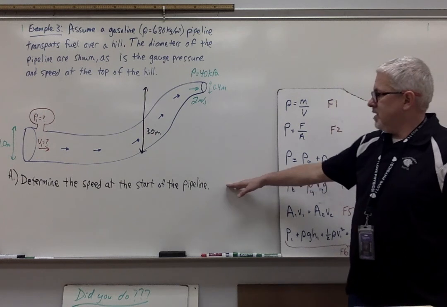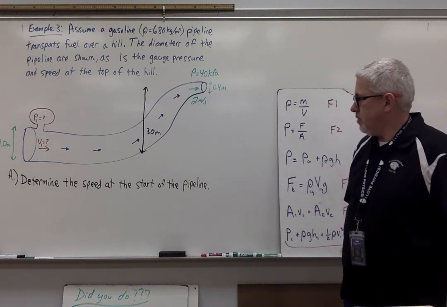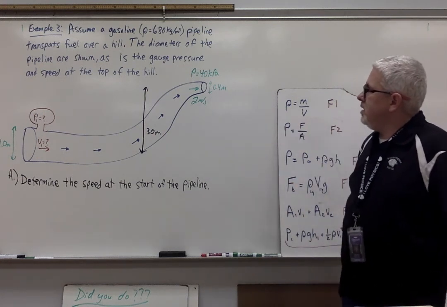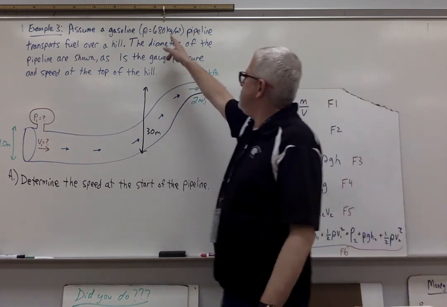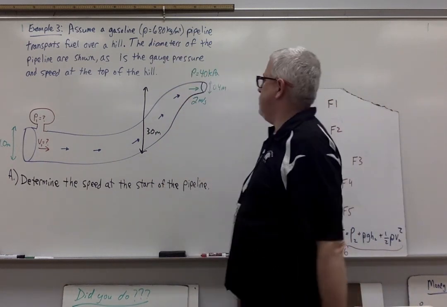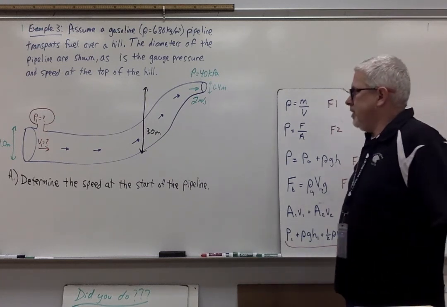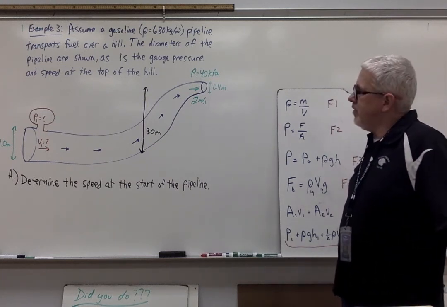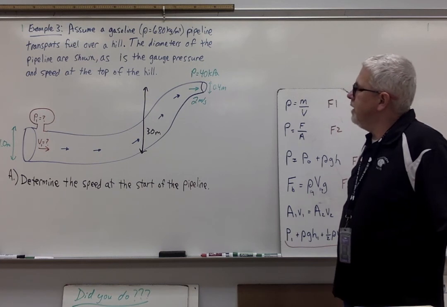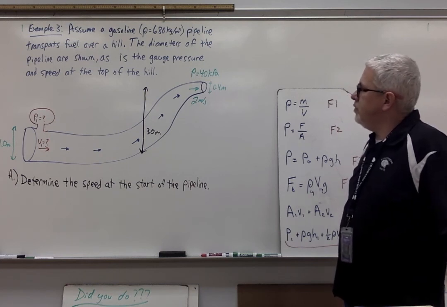So part A is going to ask us the speed at the start of the pipeline. So this is a gasoline pipeline, and the density of gasoline was given to us, although you might have to look it up in the textbook. If it was a textbook problem in the AP, they would probably give you just a density variable, and you would have to plug variables into an equation. At any rate, it's transporting fuel over a hill.